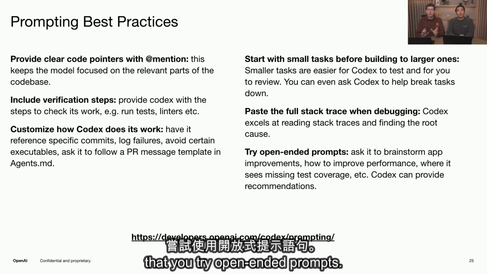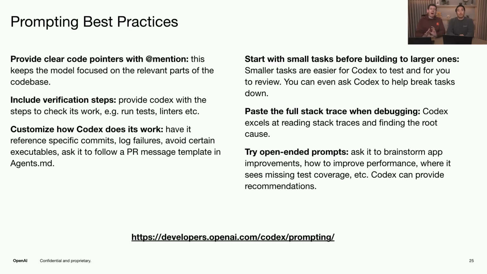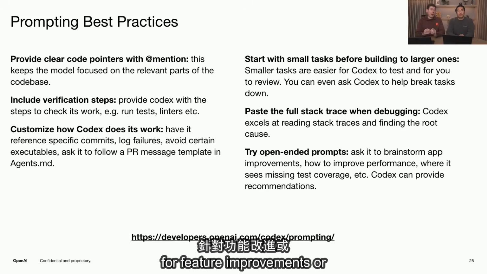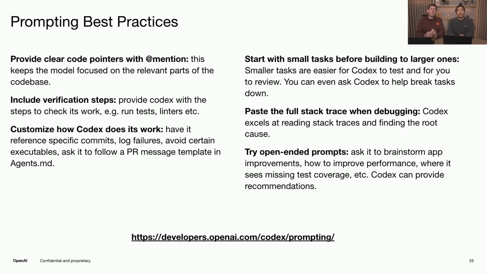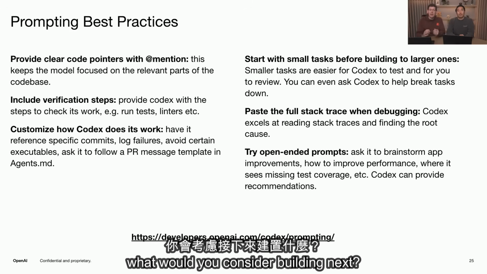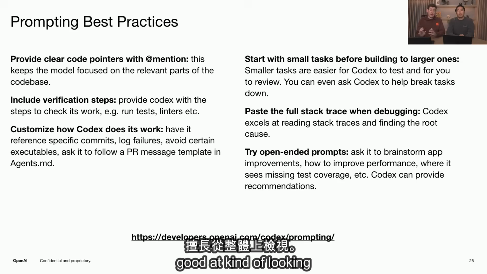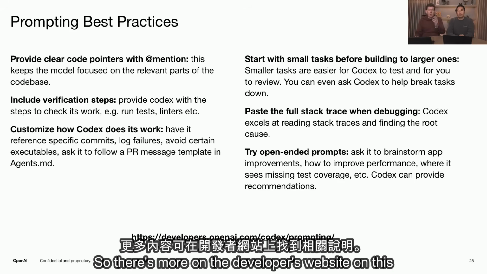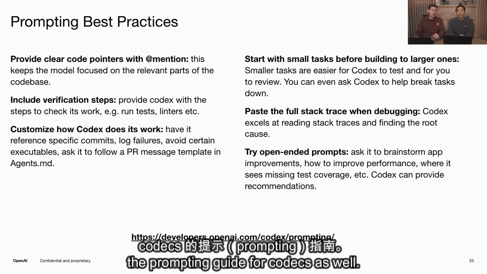And we also recommend that you try open-ended prompts. This can be great to just brainstorm ideas for feature improvements or how to improve performance. You can ask Codex, after you implement a feature, what would you consider building next? And Codex is actually really good at looking at your code base and holistically considering, okay, here's what I would add. So there's more on the developer's website on this, and we encourage you to check out the prompting guide for Codex as well.